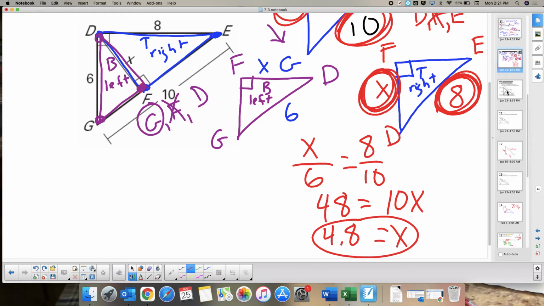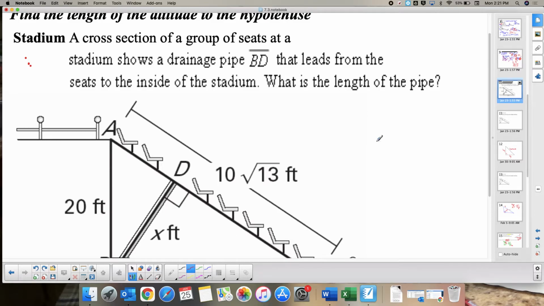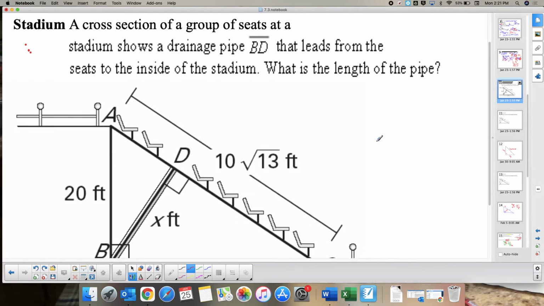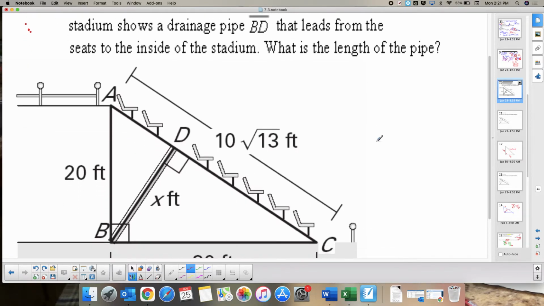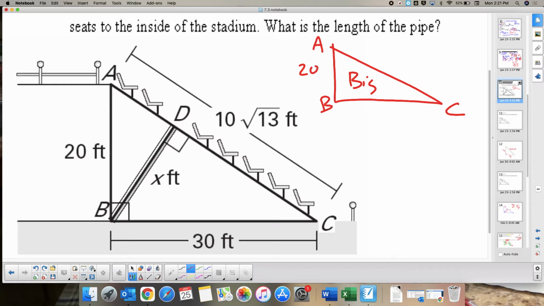Right, same thing in your next one then. It says the cross-section of a group of seats at a stadium shows a drainage pipe, BD, that leads from the seats to the inside of the stadium. It says, what is the length of our pipe? So once again, we're going to look at all three of our sides. We have A, B, C. That is our big triangle, where it is 20, 30, and 10 square roots of 13.